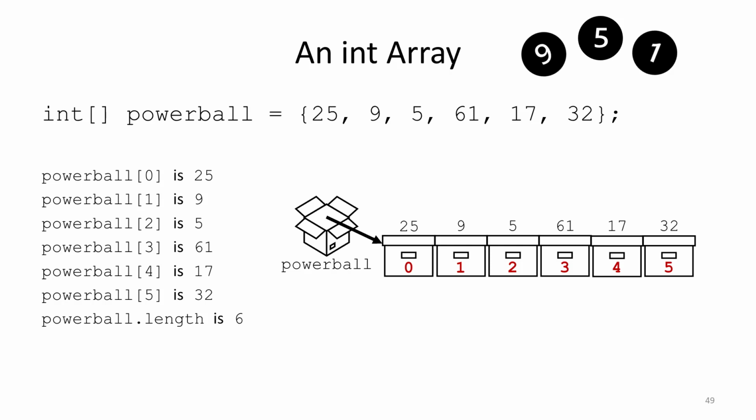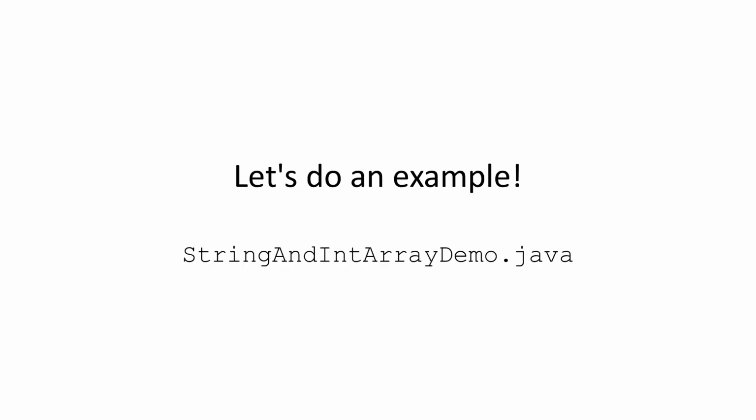To get the length, you would take your array variable name, powerball, dot length. So that itself represents 6 because there are a total of 6 values, and those values are stored at indexes from 0 to less than 6: 0, 1, 2, 3, 4, 5. So with that, let's go into JGrasp and do some examples.